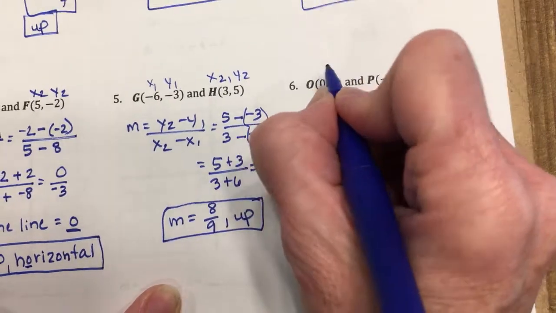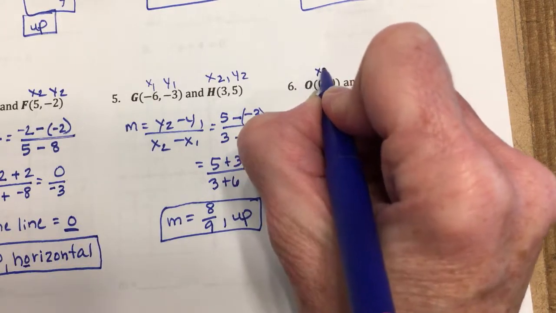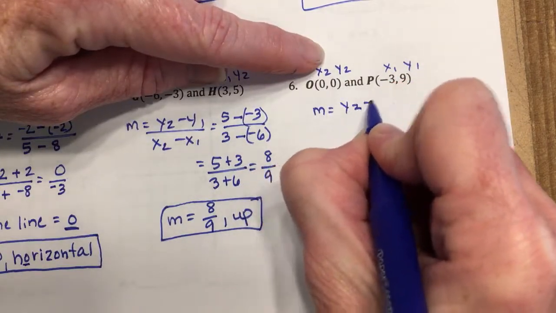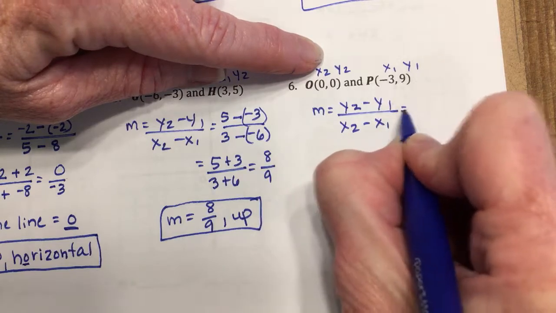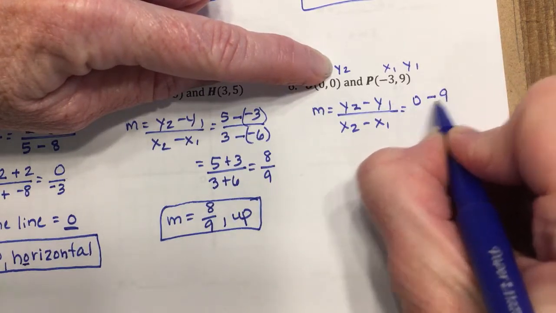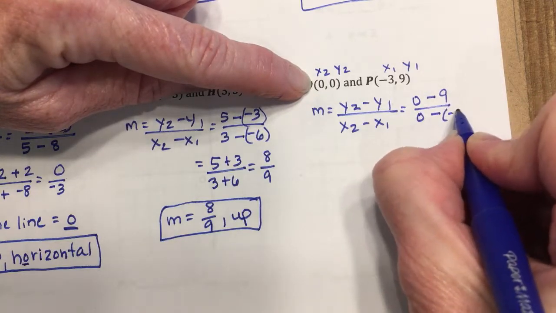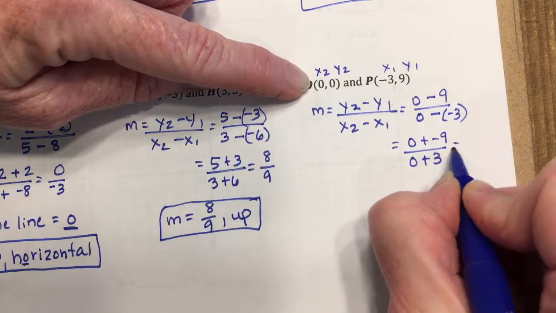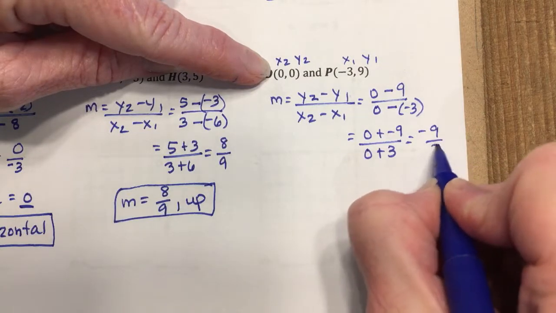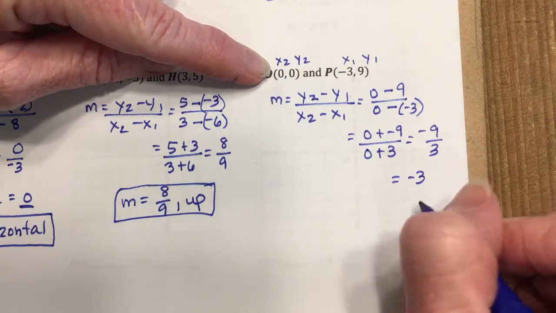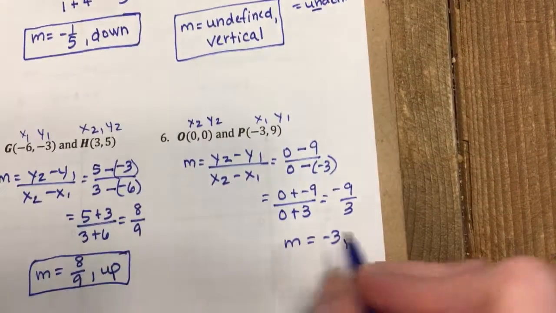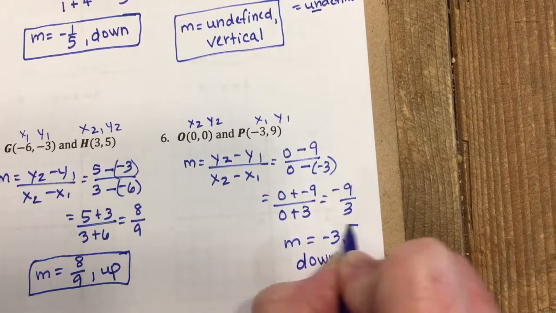All right, last one. I'm just going to switch it up again. So this time I'll let this one be x2, y2, and this one be x1, y1. So if I do y2 minus y1 over x2 minus x1, then that would give me 0 minus 9, and over here 0 minus negative 3. Okay, so this becomes 0 plus negative 9. This becomes 0 plus positive 3. So that would be negative 9 over 3, which simplifies to just negative 3 over 1, or just negative 3. So the slope is negative 3. And because my slope is negative, my line's going to go down. Okay, so the direction of my line is down and to the right.